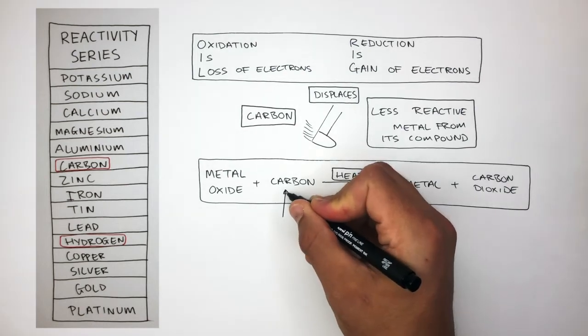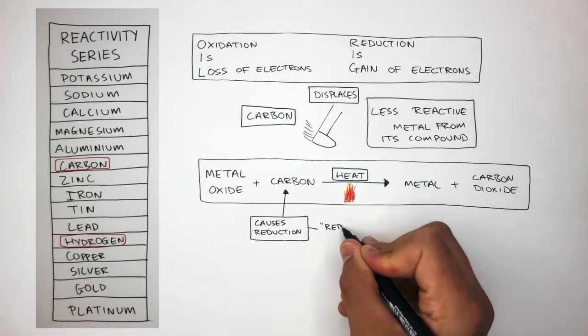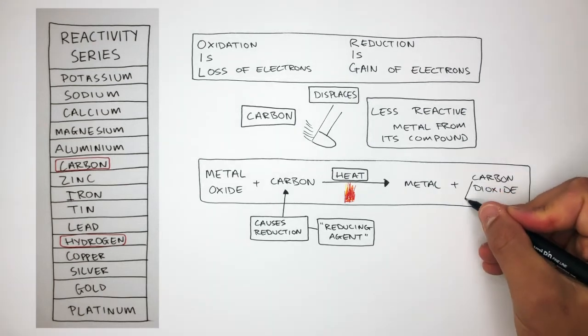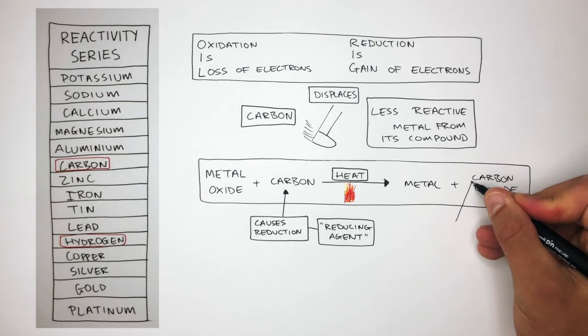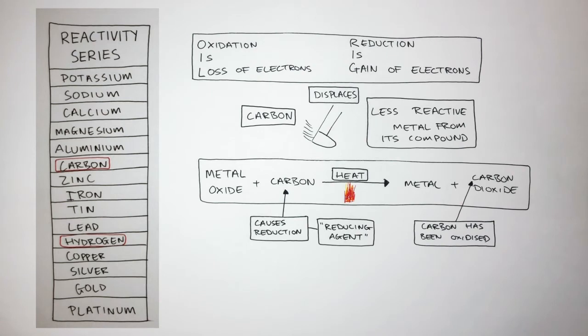Now it's the carbon that causes reduction. Therefore, carbon is a reducing agent. A reducing agent is a substance which causes reduction, and in this case, the reducing agent is carbon. We can see from the chemical reaction that now carbon has formed carbon dioxide. The carbon has been oxidized, and this always happens to the reducing agent. The reducing agent is always oxidized.